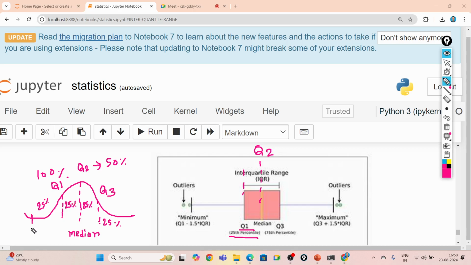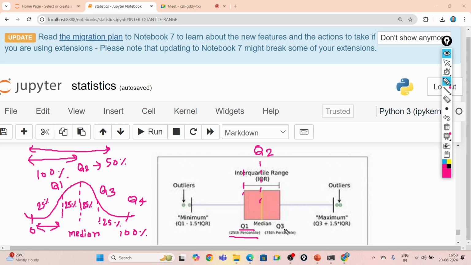So we are starting from 0 till 100%, and how many quartiles do we have? 3 quartiles. Q1 represents 25%. Q2 is 50%. Q3 represents 0 to 75%, and this last one is called the Q4 quartile, where we have the entire data set. Is it clear?